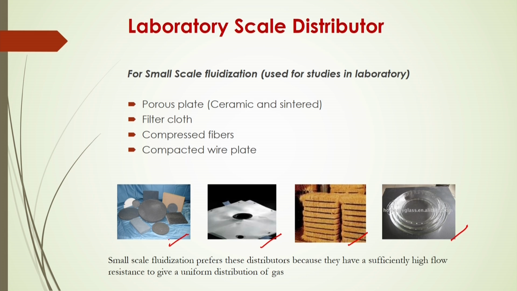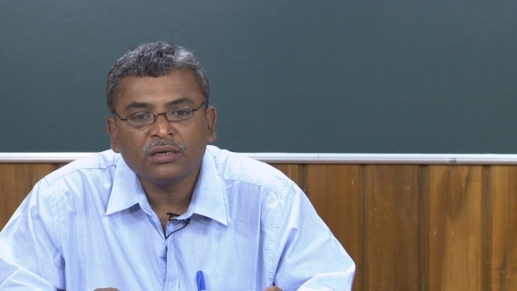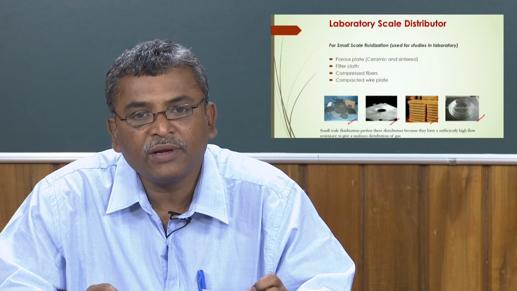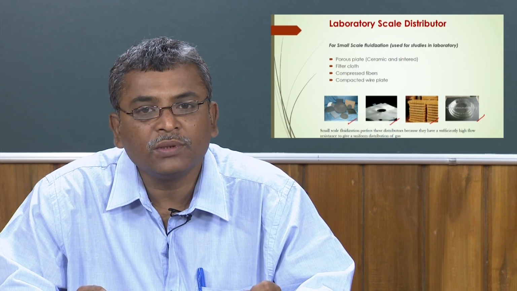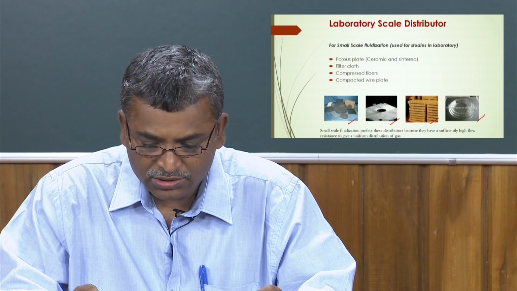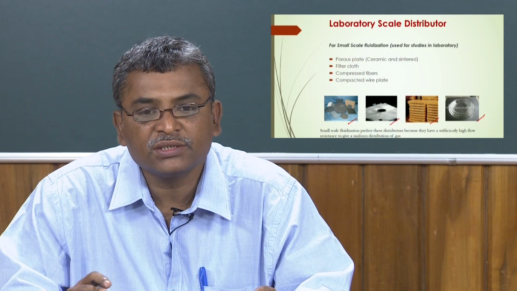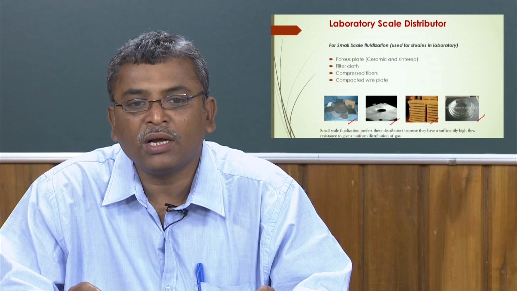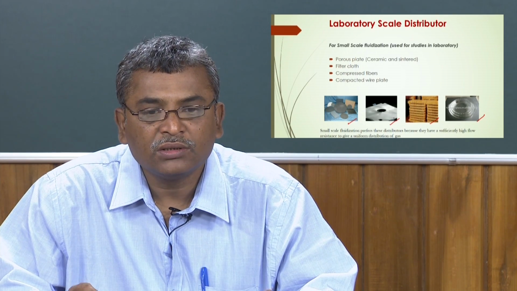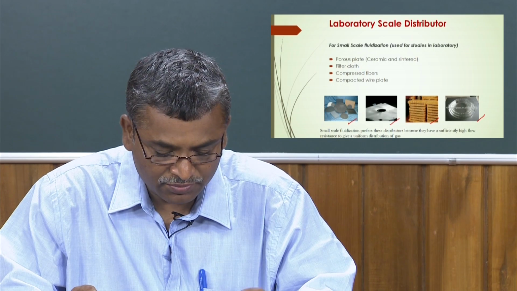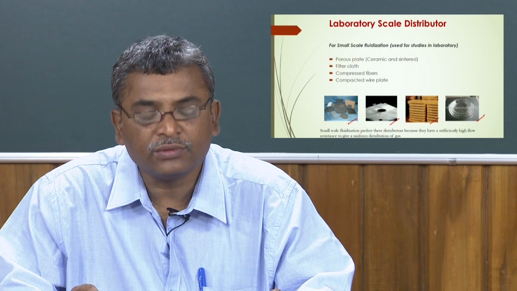Through this distributor, you will see there will be pores through which the gas will be distributed as small bubbles, or fine bubbles at the distributor. Beyond that, these bubbles, which are distributed as the first phase of bubbles, will coalesce and become bigger, and then go up due to their buoyancy effect, and at the top they will collapse. These laboratory scale distributors are generally used for studies in a small diameter column.